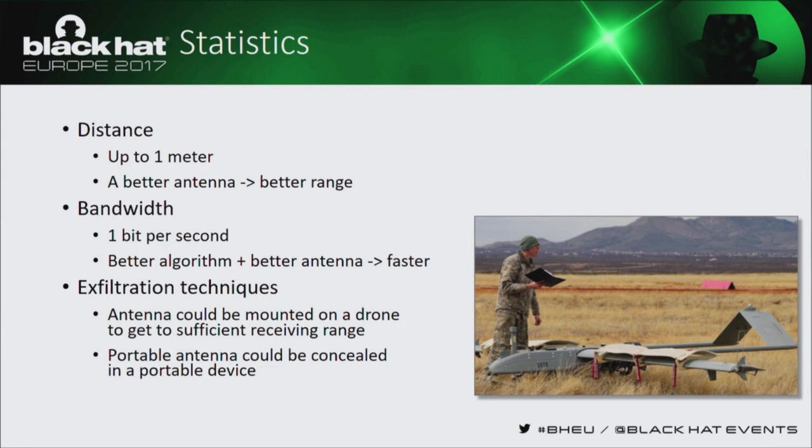Great. Now some statistics. After finishing the project, we started to play around to see how far we can get the signal to work. And actually, with our simple antenna, we saw that it works up to 1 meter. Obviously, we didn't choose the perfect antenna for this wavelength, so this might even go further. Our bandwidth was 1 bit per second, but this could have been way faster, again using just a better algorithm, maybe encoding the data in some way, or a better antenna. You can imagine that in a real-life scenario, there might be some exfiltration techniques where you mount an antenna on a drone or you use some portable antenna to get near the PLC.